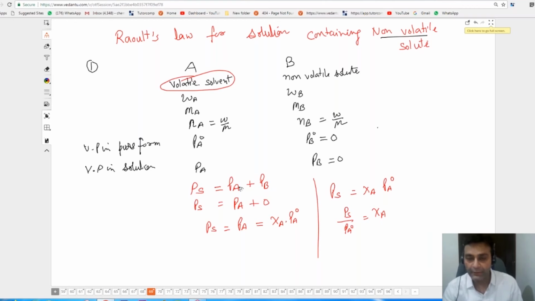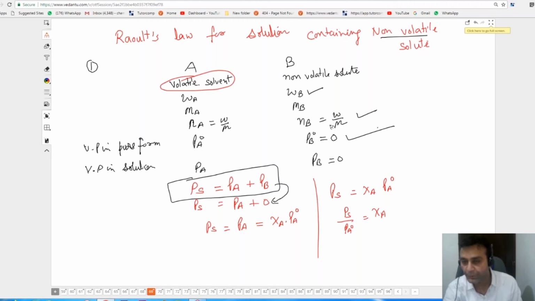I'm repeating certain things. On this page, do you have any problem? The number of moles are Na and Nb. The pressure due to component B is 0 because it is non-volatile, right? And the total pressure of the solution should be equal to the sum of the two. But the pressure due to B is equal to 0 because this is non-volatile.